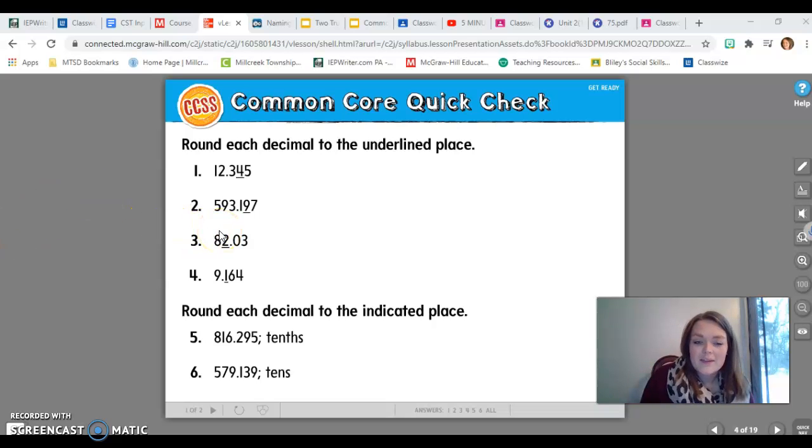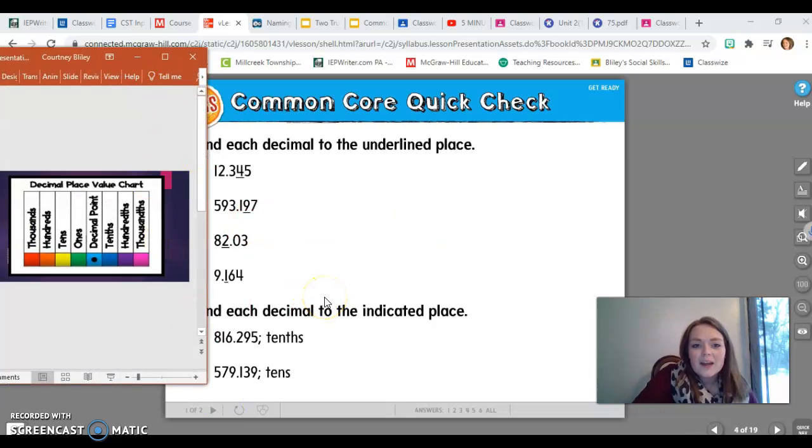Hello, we are starting lesson 5.2 today. Just a little review from yesterday. We are going to look at our place value chart again, and we are going to round to the underlined place value.